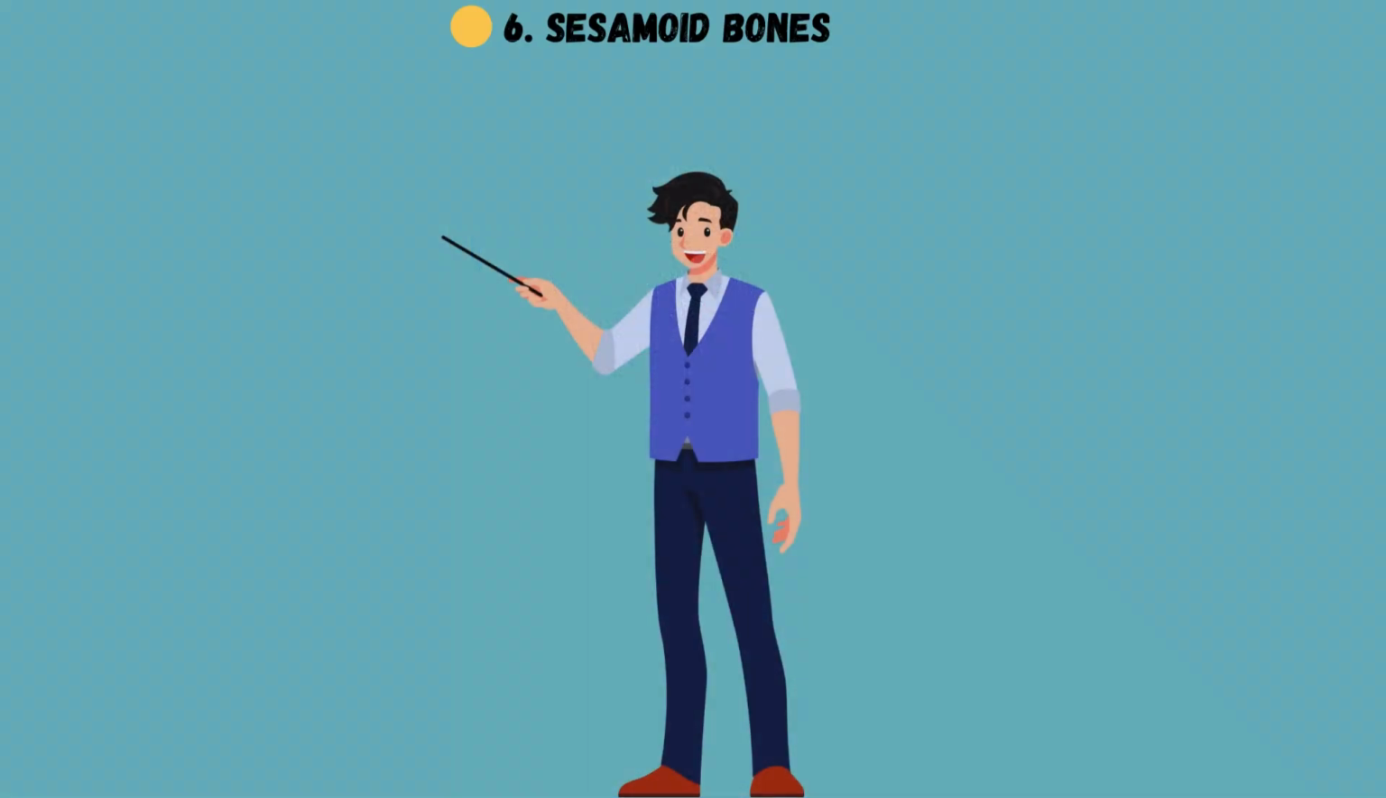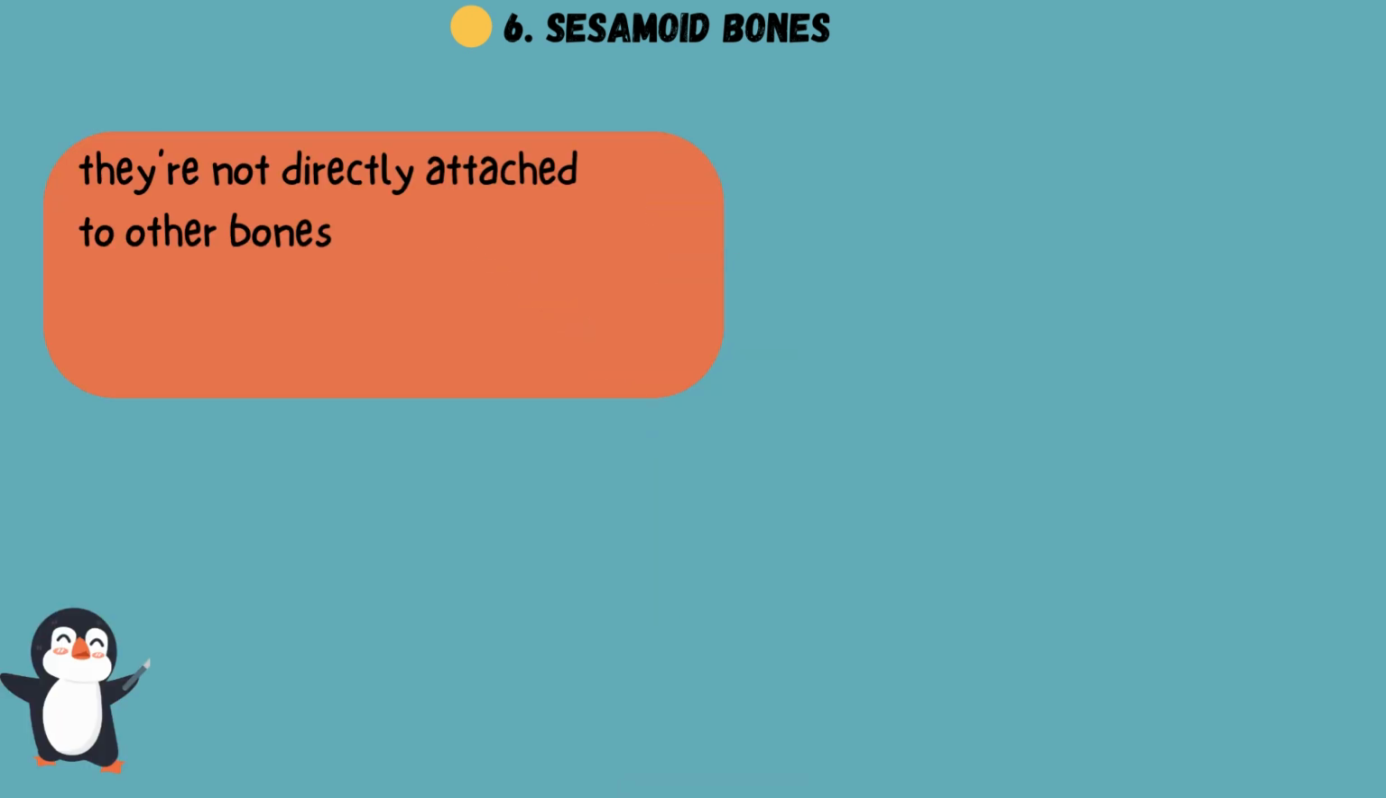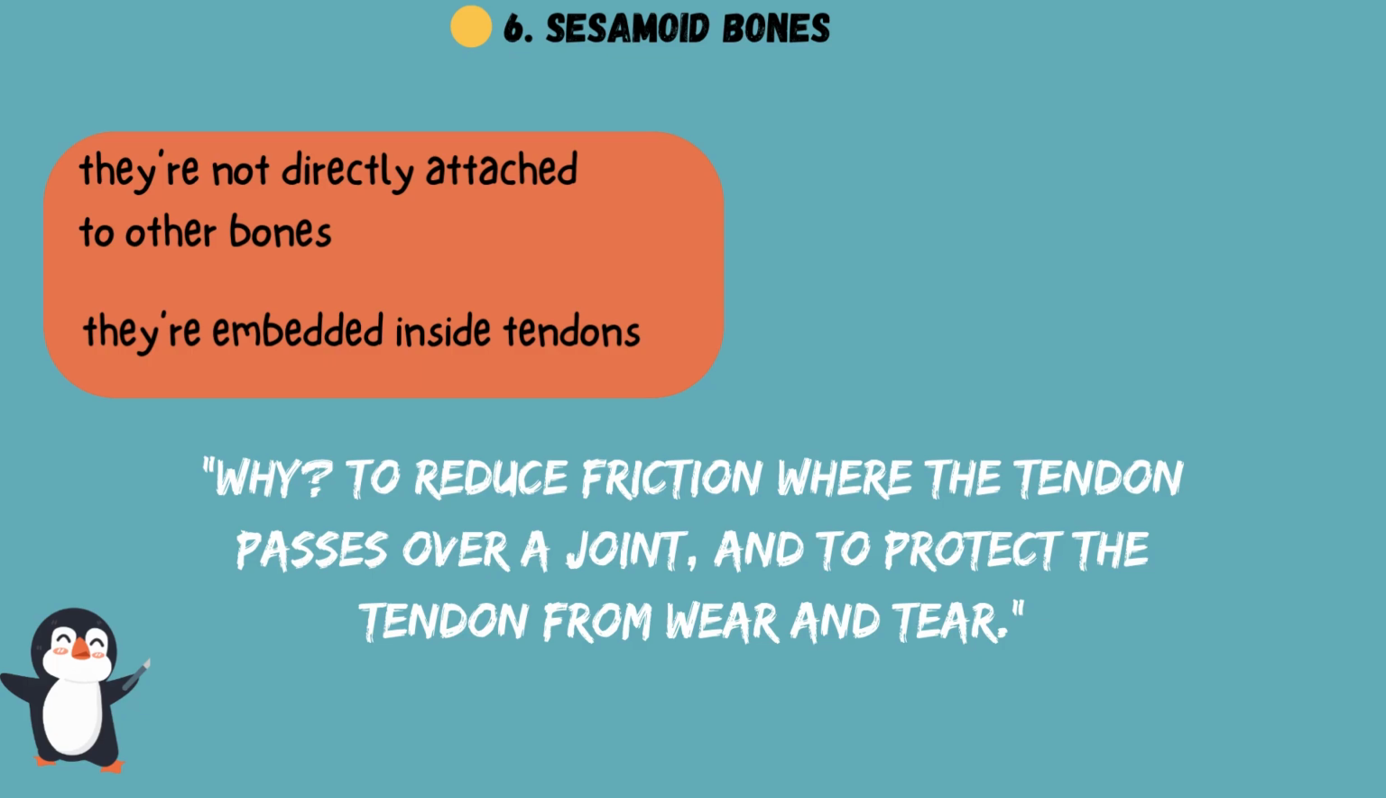6. Sesamoid bones. And finally, we have sesamoid bones. These bones are special because they're not directly attached to other bones. Instead, they're embedded inside tendons. Why? To reduce friction where the tendon passes over a joint, and to protect the tendon from wear and tear.